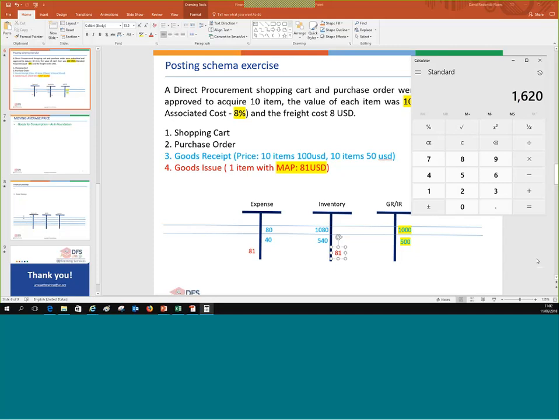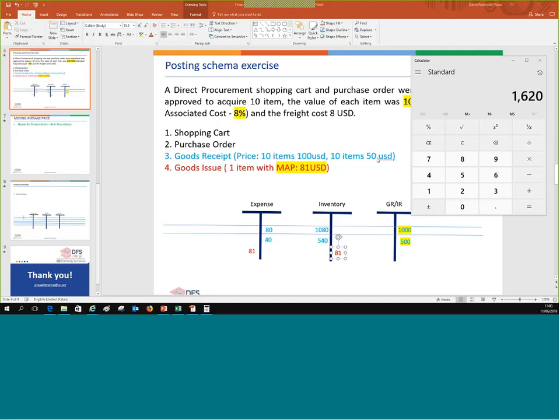Is this clear? I'm basically adding the two elements. All right, I think it's fine. So what is the moving average price now? Then you have to think, how many items do you have in inventory? I have 20 items in inventory.